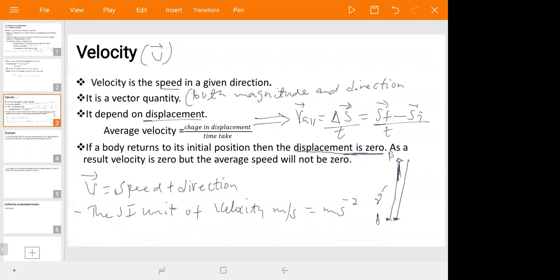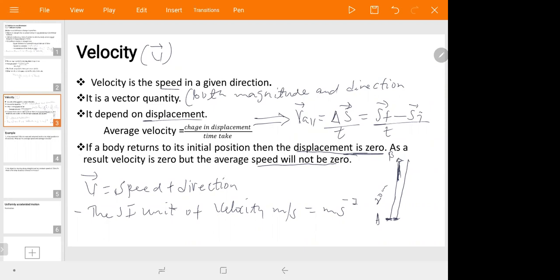But what about the distance of this body? Is it 0 or different from 0? 20. Yeah, 20. Distance does not depend on the direction. It depends on the path followed. Therefore, as a result, the speed will not be 0, because the distance is not 0.